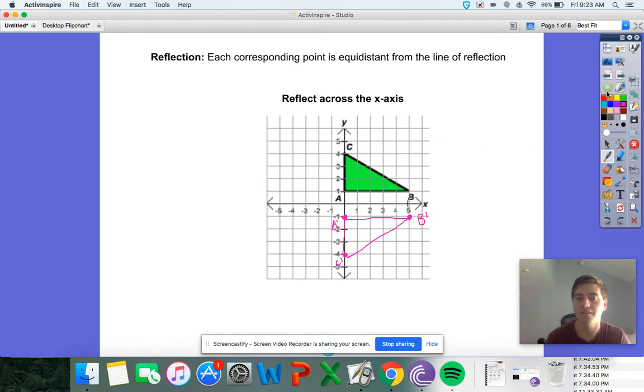Equidistant across the line, all corresponding points. I went the wrong way.